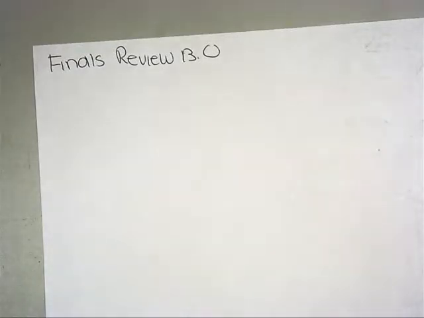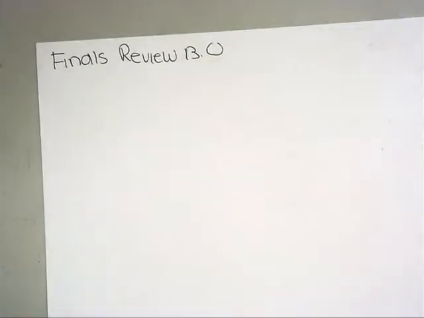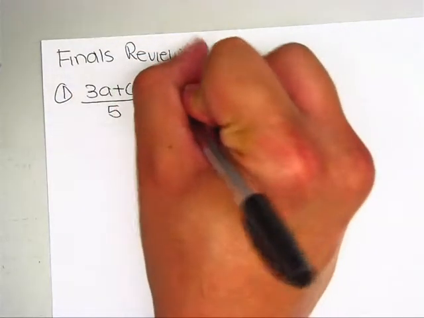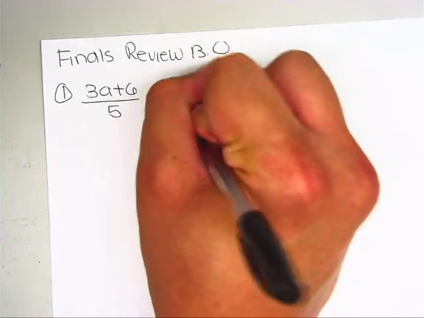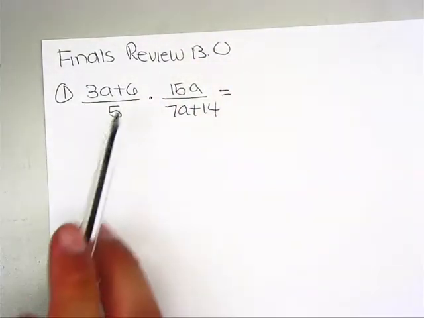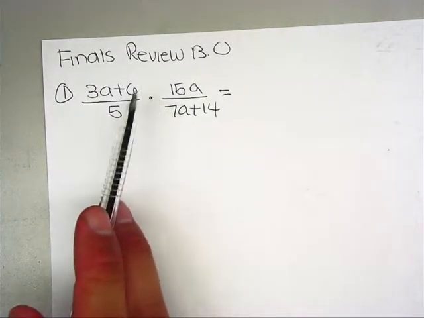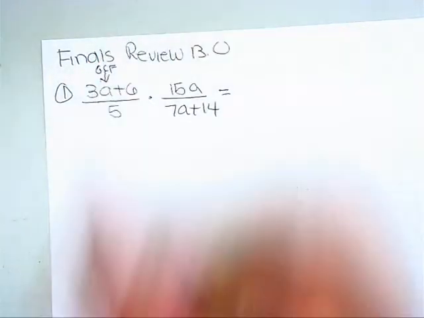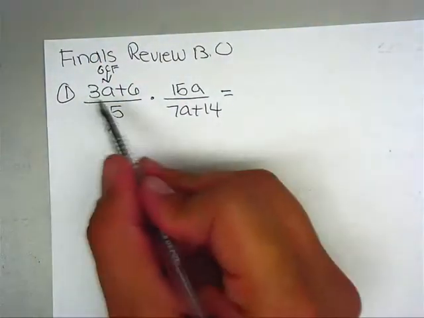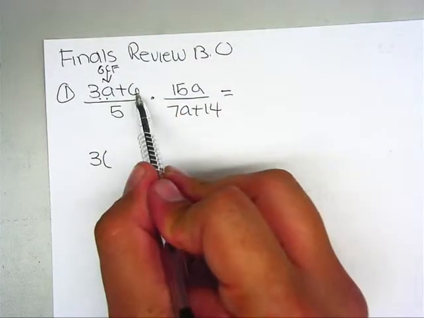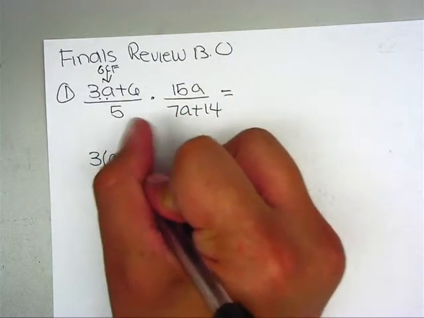For Finals Review 13.0, which is adding, subtracting, multiplying, and dividing expressions, the first problem that we're going to review is (3a + 6)/5 times 15a/(7a + 14). When we multiply expressions, we can simplify first. The strategy I'm going to use is greatest common factor for 3a plus 6. The greatest common factor of 3a and 6 is 3. Divide each of these terms by 3, and I have a plus 2.